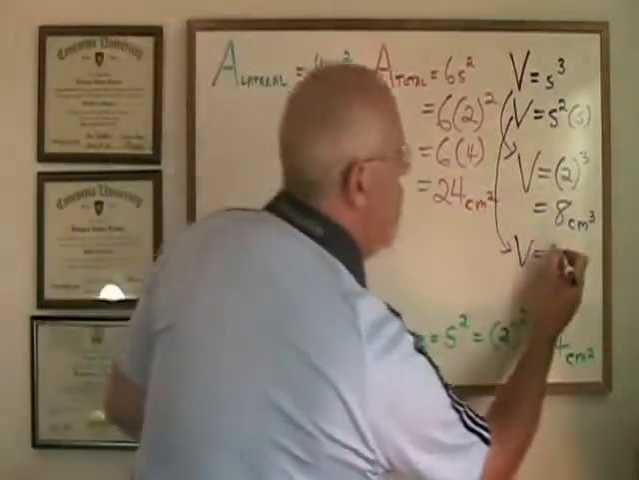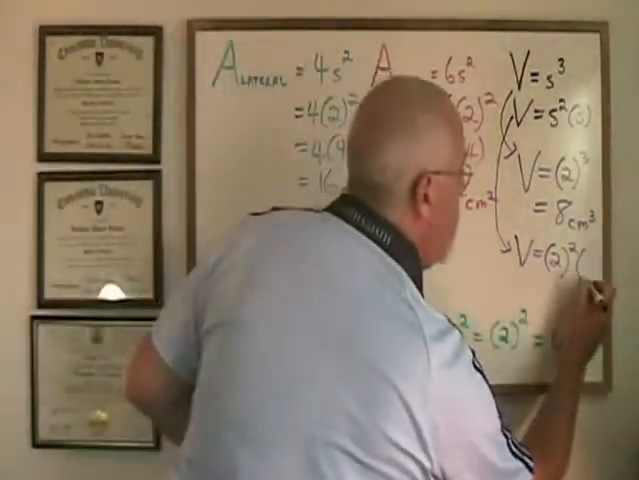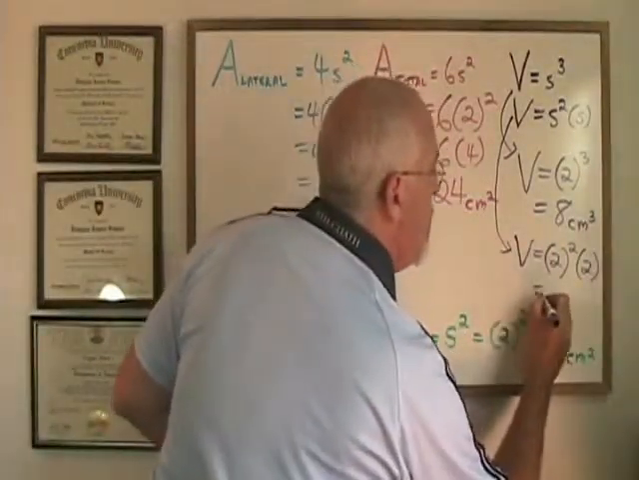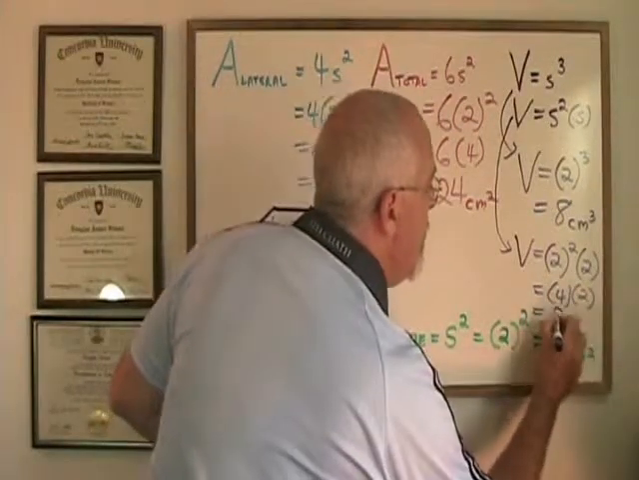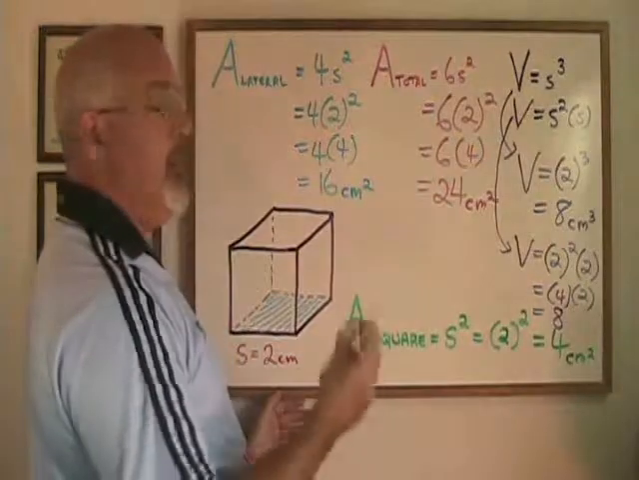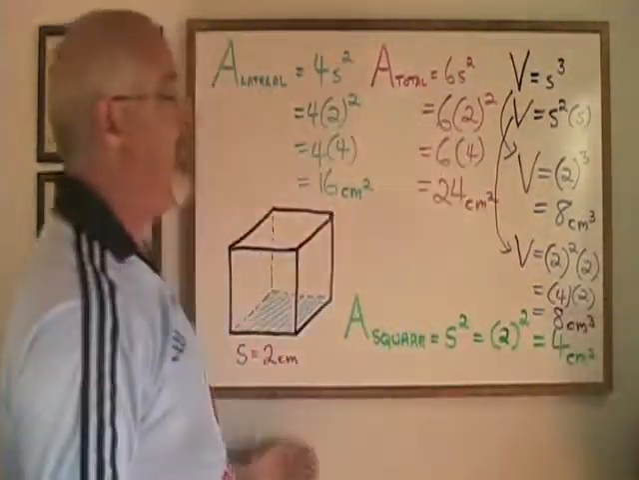S squared will be 2 squared. And times s means times another 2. 2 squared is 4 times 2, which is 8. Again, it's a volume, so it's going to have centimeters cubed as its unit of measure.